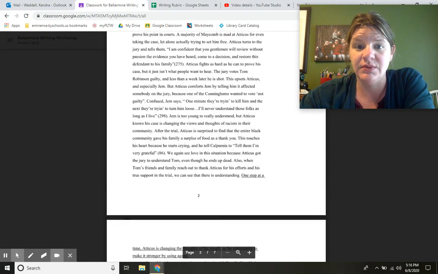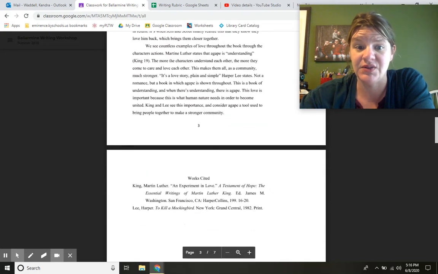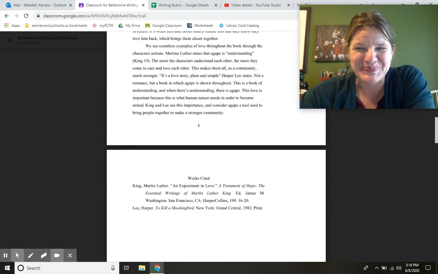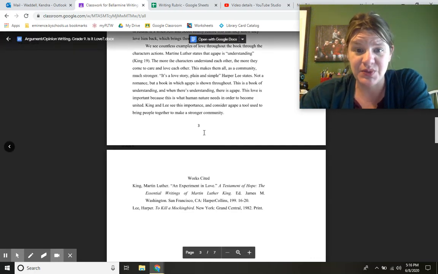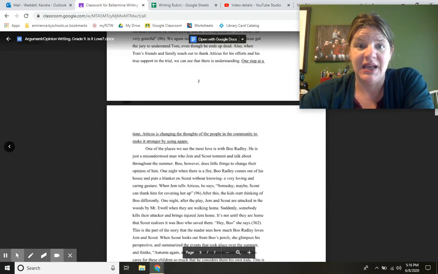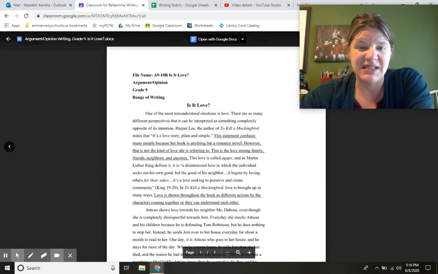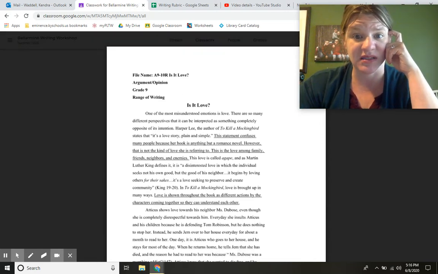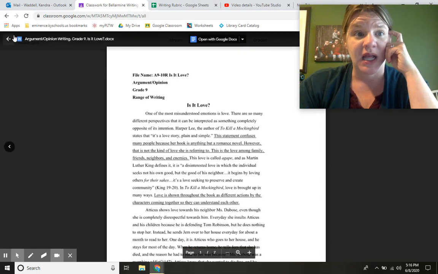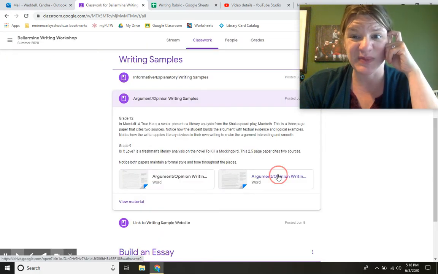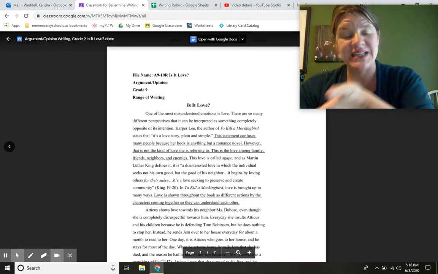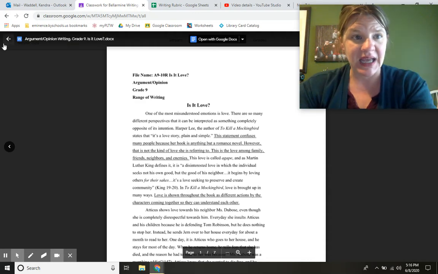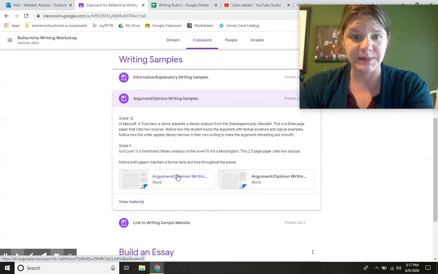Scrolling on down, it goes on. Oh, there's our works cited. This is a 3-page essay analyzing the presence of love as a theme in To Kill a Mockingbird. All right. Let's look then at something similar, but at a senior level. I'm kidding. I clicked the same thing again.